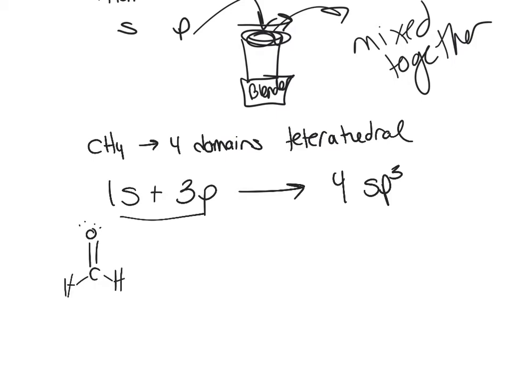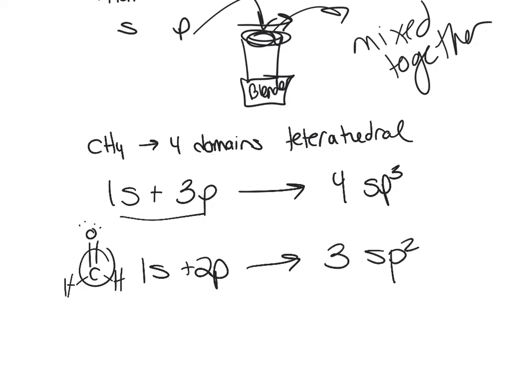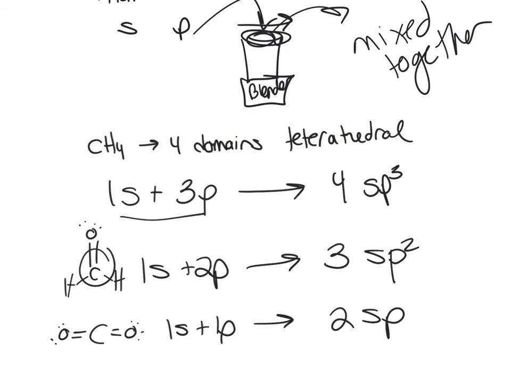Something like CH2O, I have 3 domains around it. So what is it going to do? This is something that's trigonal planar. It's going to take 1 s and 2 p orbitals, and it's going to mix them together in their blender. I have 3 orbitals in, I got to get 3 orbitals out. I get 3 sp2 orbitals. Something like CO2, I have 1 s and 1 p orbital that go in, and I have 2 sp orbitals that come out.